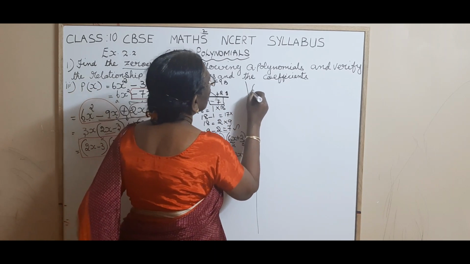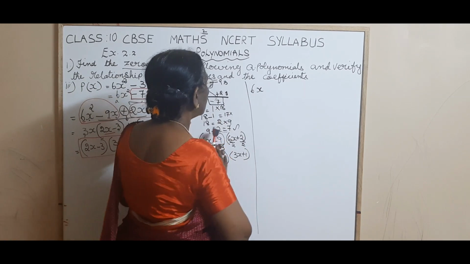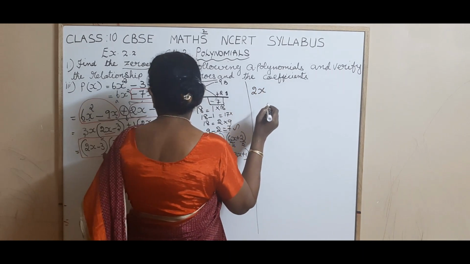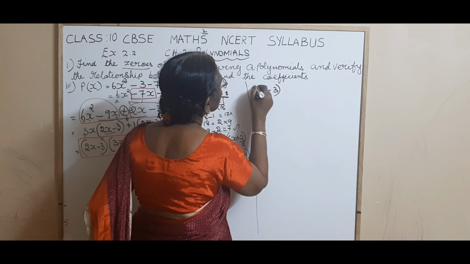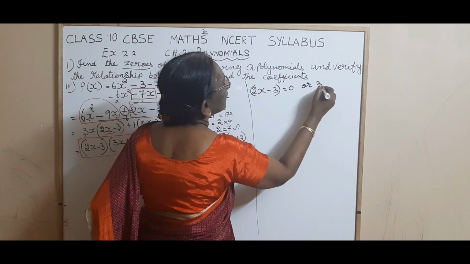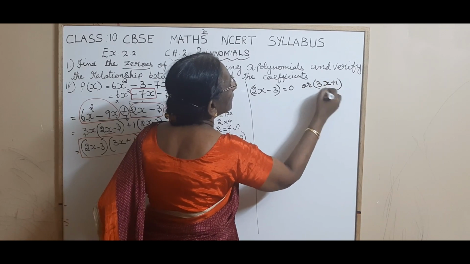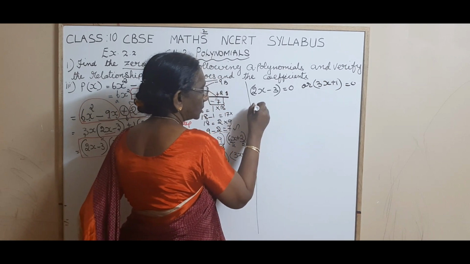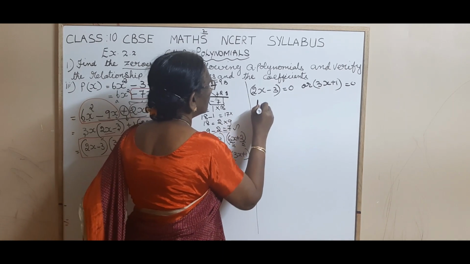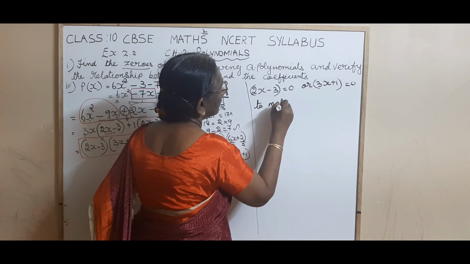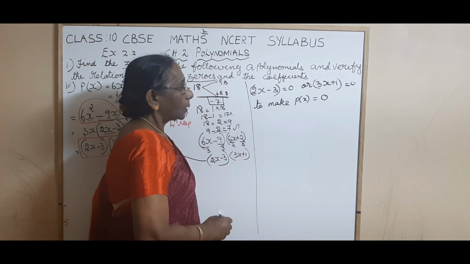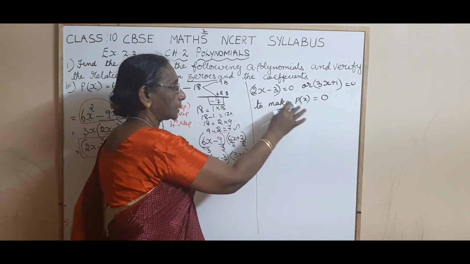So, 6x, not 6x, 2x, the first factor is 2x minus 3 equal to 0, or 3x plus 1 should be equal to 0, for what? To make P of x equal to 0. Any one factor should be 0, then only P of x will become 0.